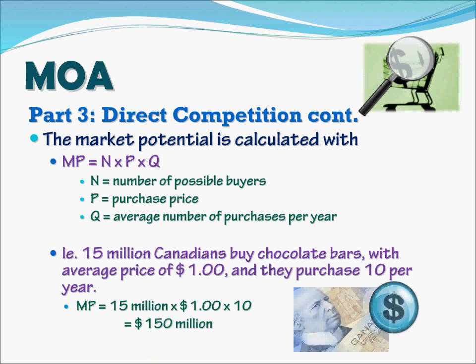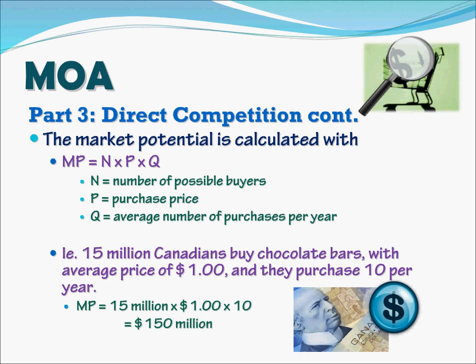As well, in this step, you need to identify the market potential. How many potential buyers are out there? What's the average price of products that are out there? And how many products are purchased on average per year? This is a very simple equation. The market potential, MP, is calculated by the N, number of possible buyers, the P, purchase price, and Q, average number of purchases per year.